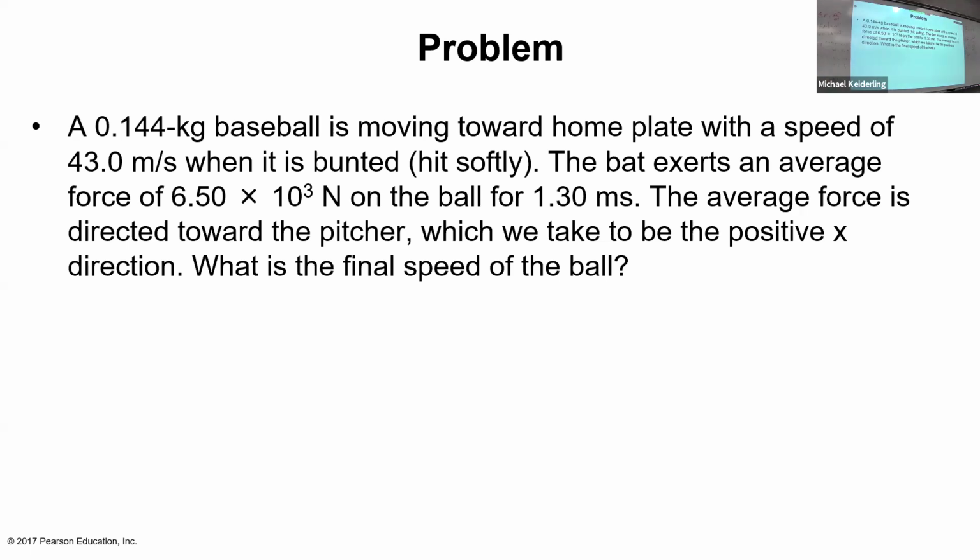So the ball starts with a speed of 43 meters per second in the negative x direction. It has a mass of 0.144 kilograms. There's a force on it of 6.5 times 10 to the third newtons over a time of 1.3 milliseconds. And you want to figure out the final speed of the ball. So you're going to do this by figuring out the change in momentum, the final momentum, and then the final velocity of the ball.